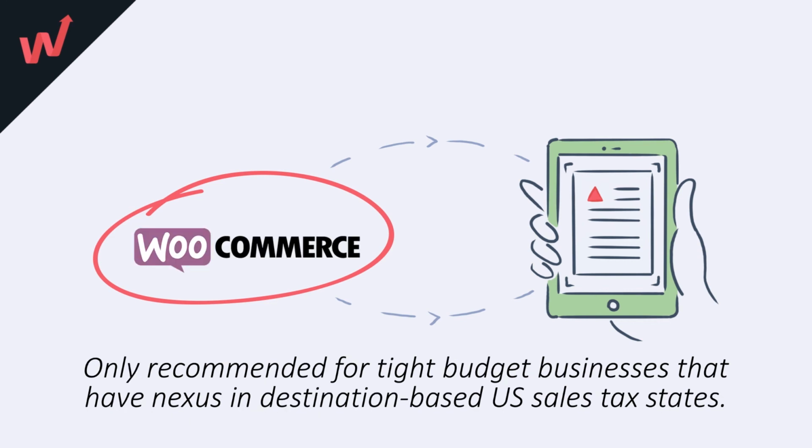And finally, WooCommerce is an okay choice to use for businesses declaring nexus in destination-based U.S. sales tax states, but will require additional time and effort on your part to manage. An easier but potentially more costly option is to use Gumroad instead.